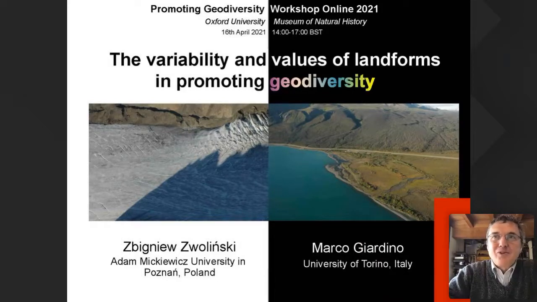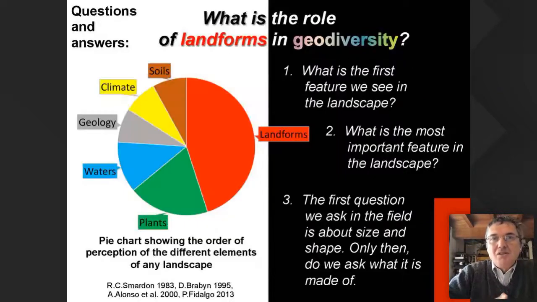Thank you, Jack. So we are talking about the variability of values and landforms in promoting geodiversity. As a researcher in geomorphology, we aim at understanding the role of landform in geodiversity. Questions about the role of geodiversity with respect to landform were posed worldwide by several authors. And the first question was, what is the first feature you see in the landscape? What is the most important feature in the landscape?